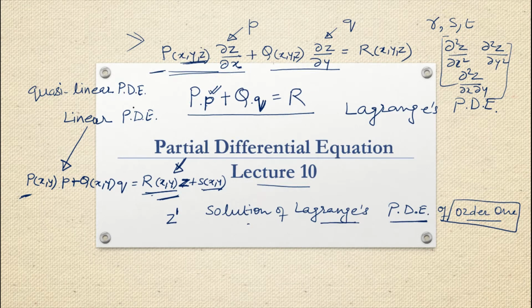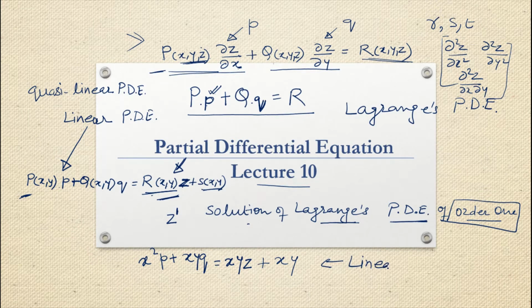In your quasi-linear partial differential equation, the right-hand side will contain a function of x, y, z, all. That means the power of z is not necessarily 1 only; it can be 2, 3, 4, anything. There is no problem in that. So, I will give you one example of a linear partial differential equation.